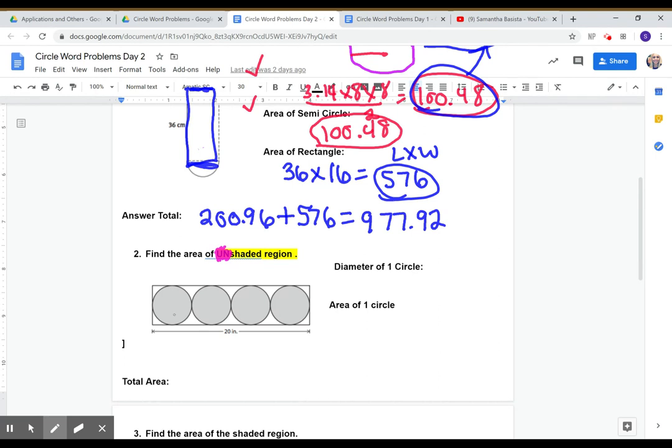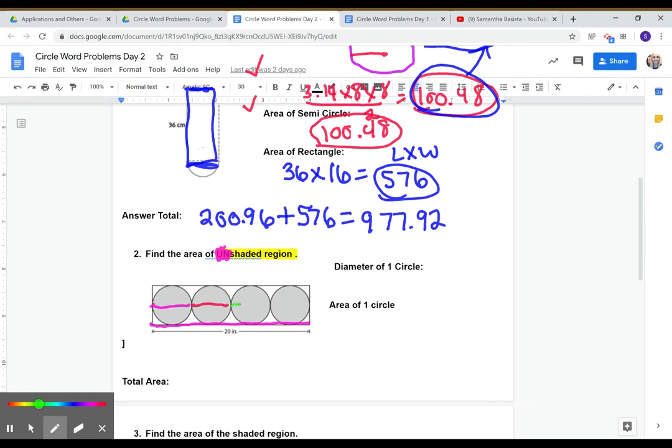So let's look at what they tell me. From one end of the rectangle to the other is 20. Now, let's divide that 20 up into how many circles I have. 4. Let's divide those into 4. Let's see what my diameter would be.